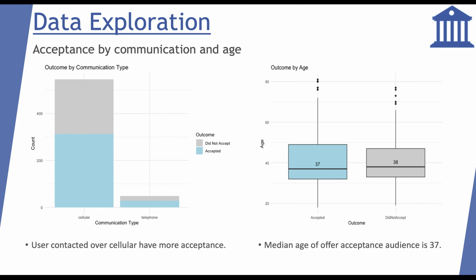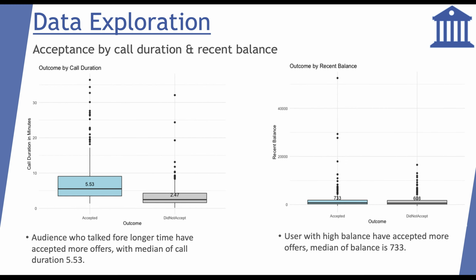We also analyzed the data by communication and age, and we found that users who got contacted by cellular have a higher acceptance ratio, and users with the median age of 37 have higher chances of accepting the offer. After that, we also explored the data for call duration and the customer's recent balance, and we found that the audience with whom the marketing team has talked longer tend to have more acceptance, and users who have a high balance tend to accept the offer more.